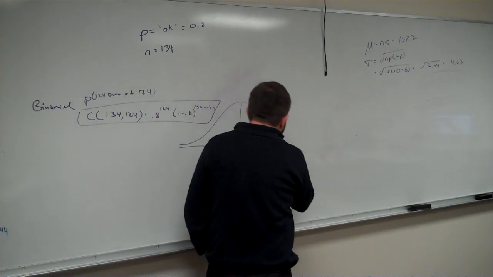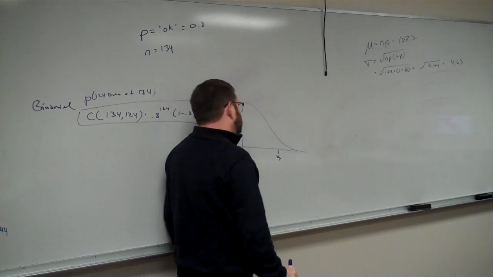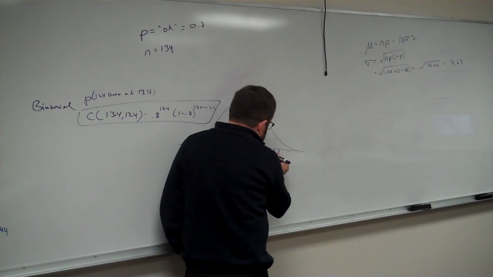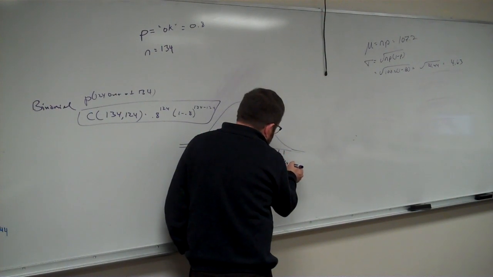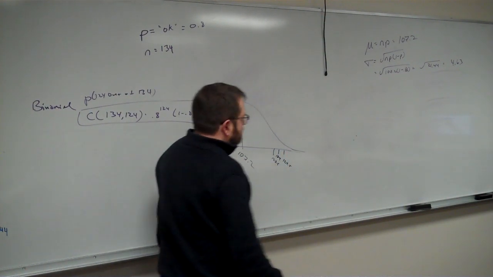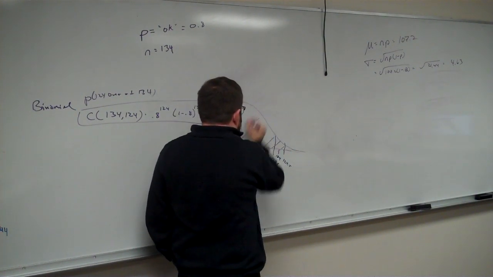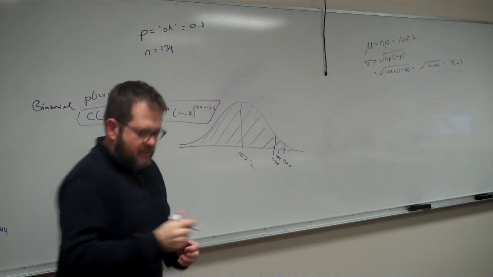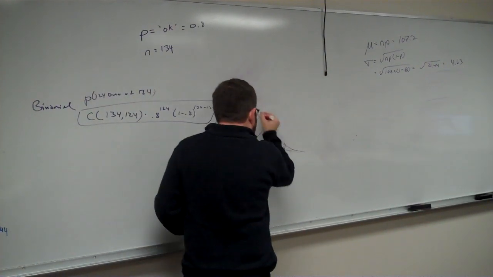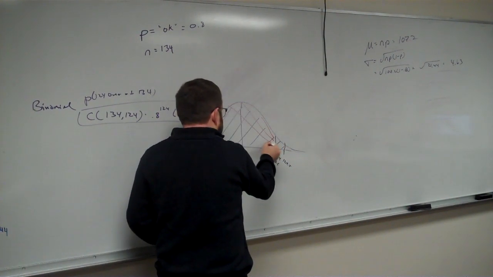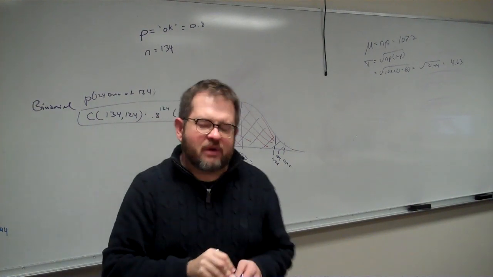Or we could say, look, if they're saying we're talking about 124 people being okay, what they really mean is between 123 and a half and 124 and a half. We want to know this area minus this area, so that what we get is just that little gap in between.